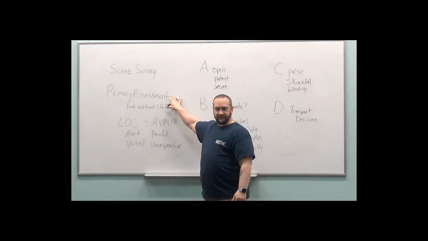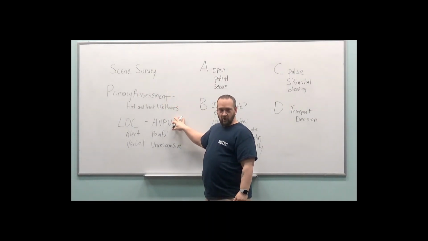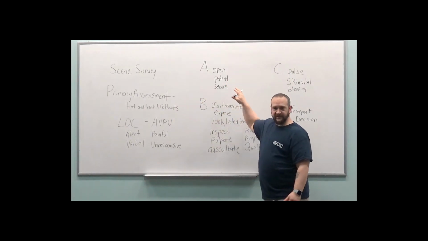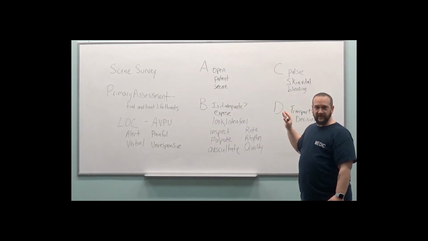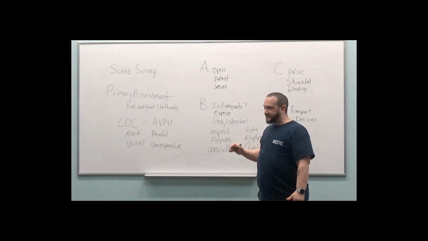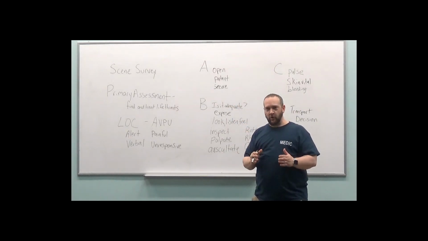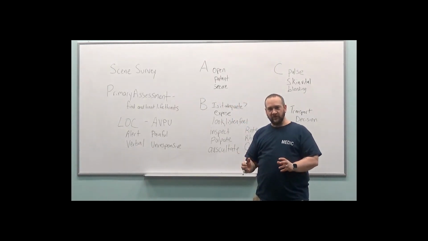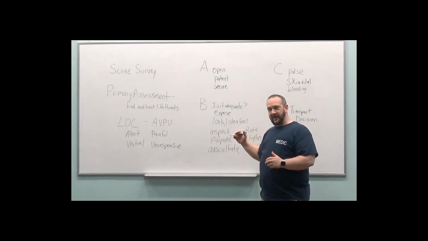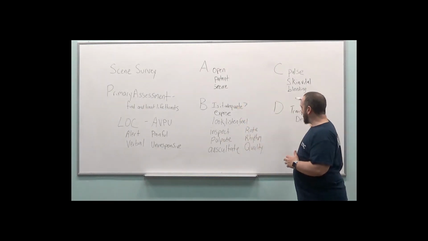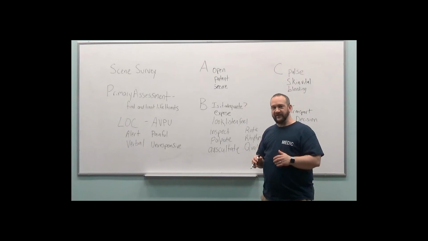Now I come in and I start this primary assessment, to find and treat my life threats. Level of consciousness, airway assessment, breathing assessment, circulatory assessment. If at any point in this assessment I have to do an intervention, I have to stop, do that intervention, make sure that it's successful, then I move on to the next step. This is where you have to memorize and get this down, because we have to do this on every single patient.